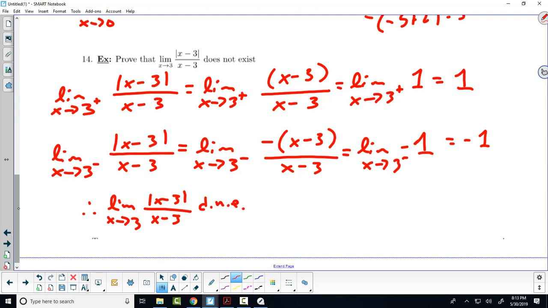How come? The right-hand limit doesn't equal the left-hand limit. So you might see me make that statement there: RHL, right-hand limit, LHL, left-hand limit. We found the right-hand limit. We found the left-hand limit. We showed they didn't exist.